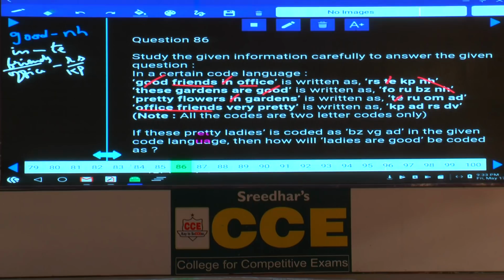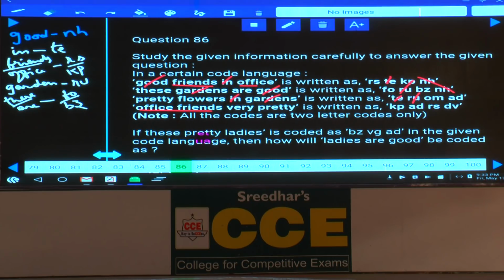The next one, these gardens are good and pretty flowers garden. What is the word which is common here? Gardens is the word which is common. Then tell me what is the code here? RU is common, and the code to the word gardens is RU. Then these and are the two words left over here. For these two, the codes cannot be identified. Then what are the codes here? FO, BZ in any order, FO and BZ.